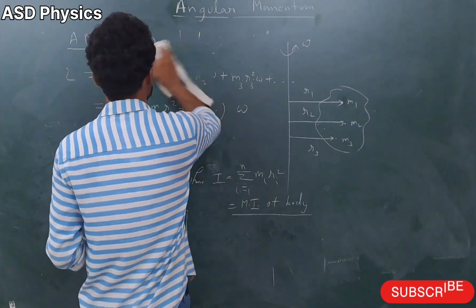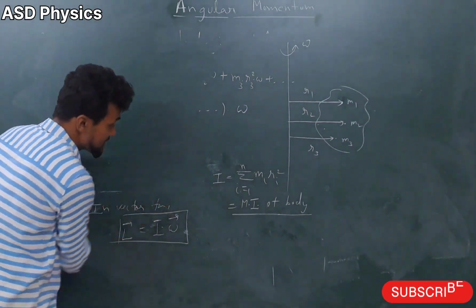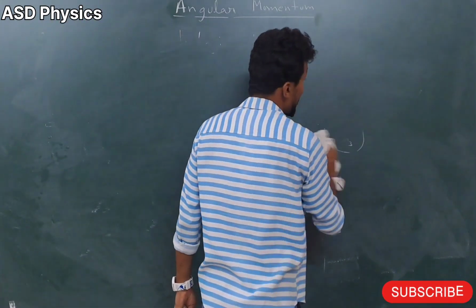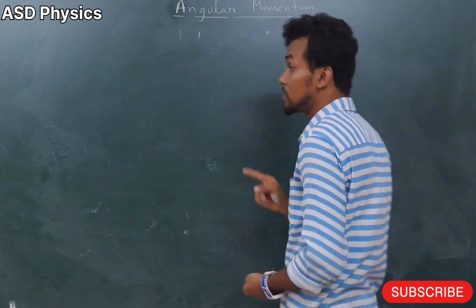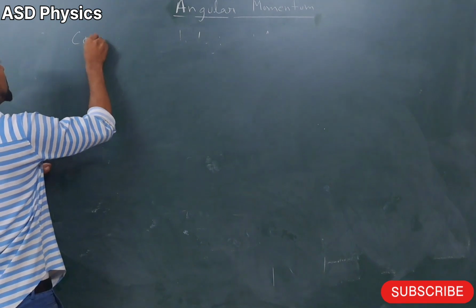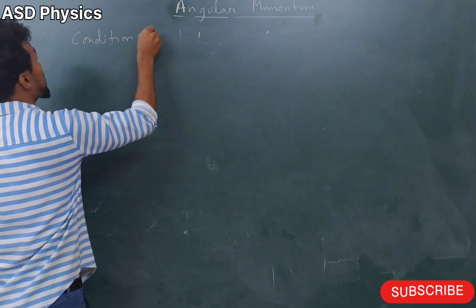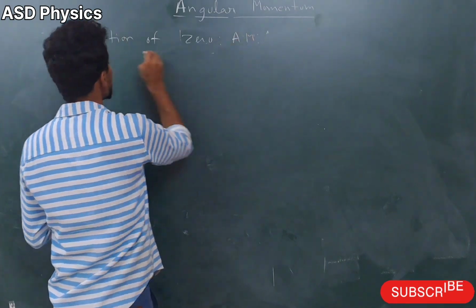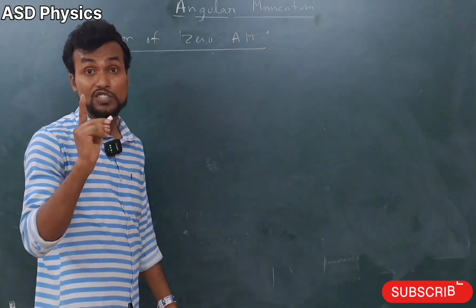Now sometimes a question used to come in which we have to check something. Sometimes momentum will be there, but the angular momentum will become zero. Very easy, but a very important concept. The last concept is the condition of zero angular momentum. Okay, students, condition of zero angular momentum.